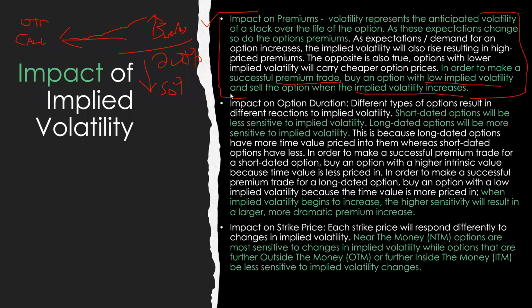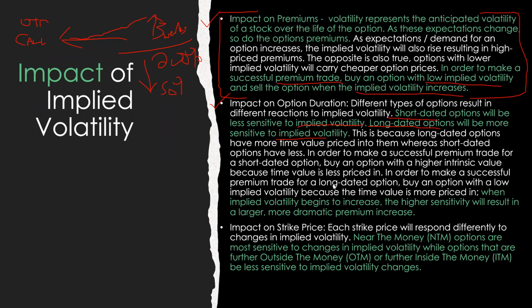All right, different types of options result in different reactions to IV. So the shorter weekly and scalp expiration date options will be less sensitive to IV. It's the long dated swing trade options and the LEAP trades that are most sensitive to it. This is because long dated swing trades have more time value priced into them, whereas short dated options have less. So the less time value, the less volatility impacts that contract. The more time you have, the more you're going to have.